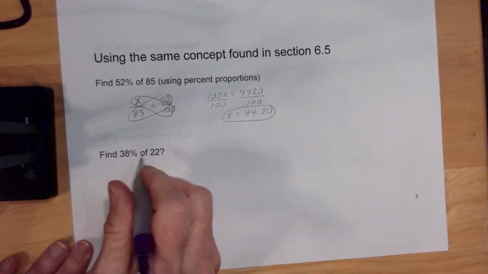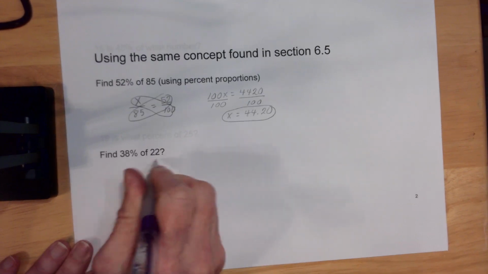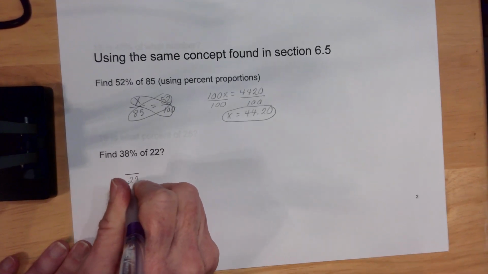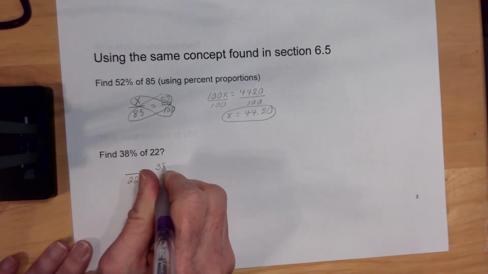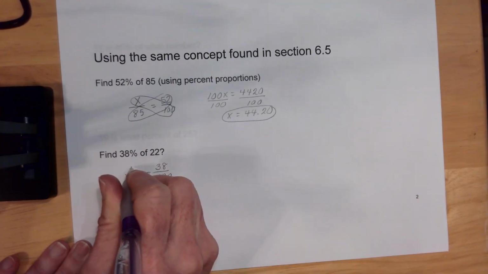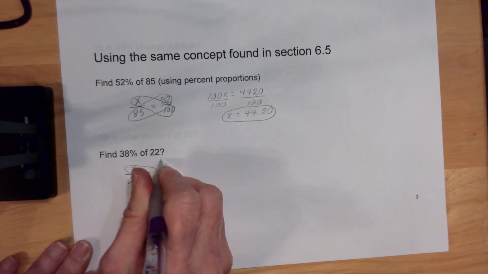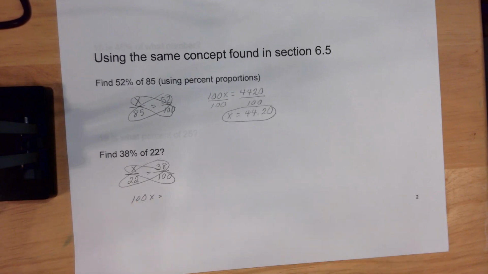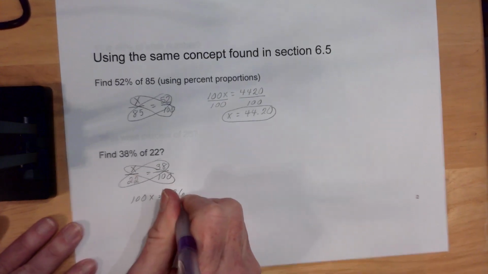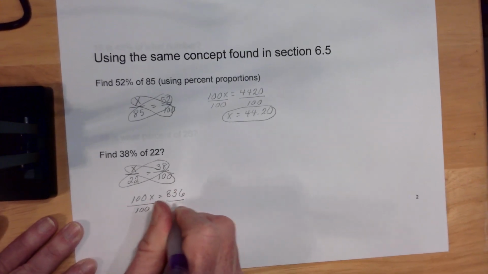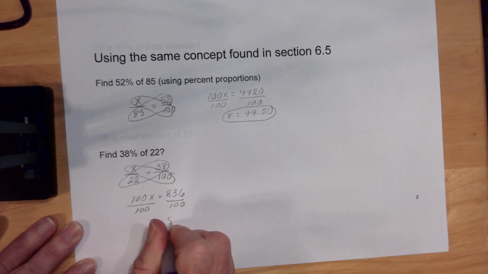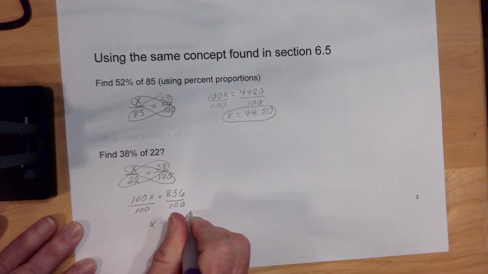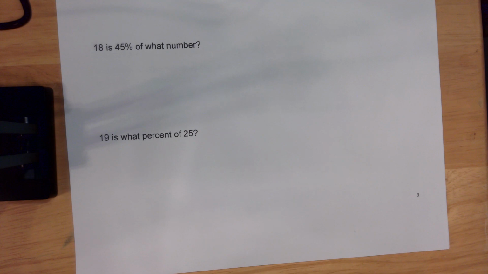Okay, find 38% of 22. Of tells me that 22 is on the bottom. I know the percent, so I'm going to set that up as a fraction. And my unknown is on the top. So I have 100x is equal to 22 times 38, which is going to be 836. I'm going to divide by 100, and I'm going to get x is equal to 8.36. It is not a percent, so I don't put a percent on the answer. A couple more types of problems.